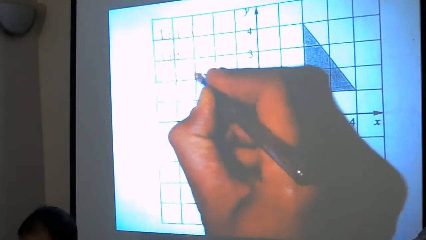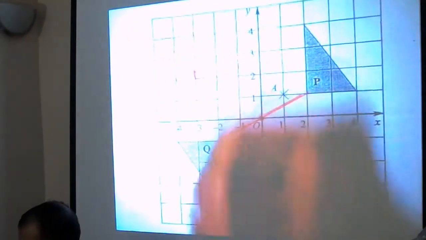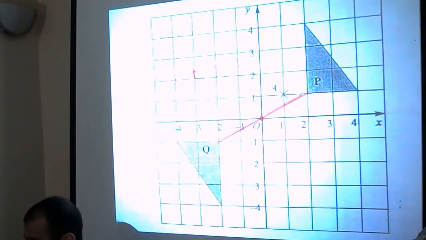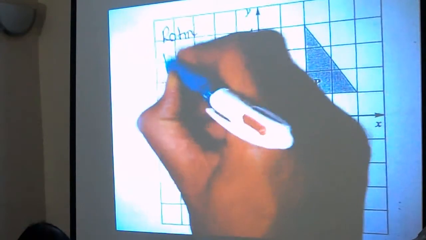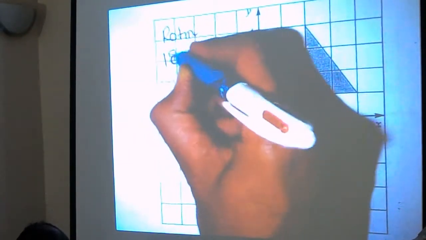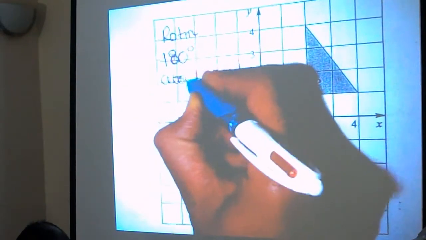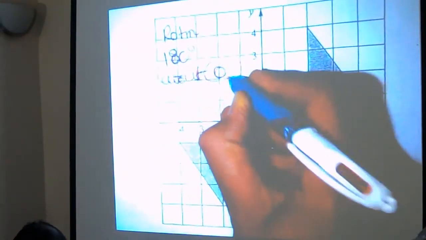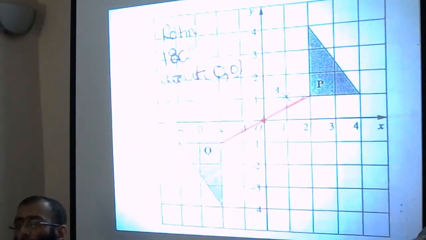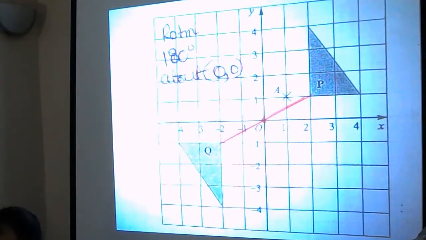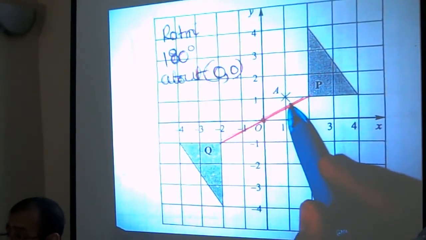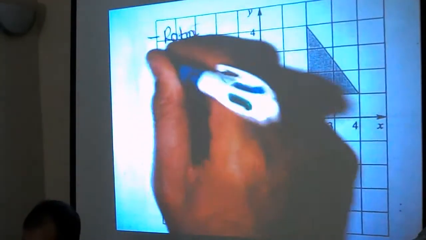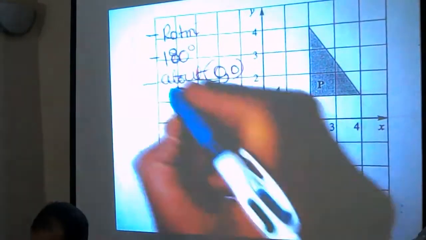You don't need to say that because it's 180. About. Rotation, 180 degrees. Okay, what's another word we could use for 0, 0? We could use origin. About origin. So rotation 180 degrees, and that's the center about.